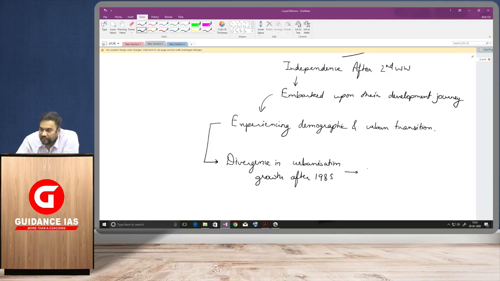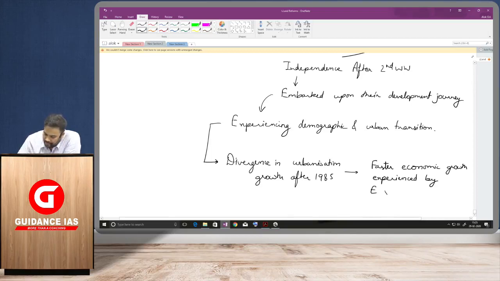It is primarily related with the economic growth of East Asia. East Asia, Southeast Asia has experienced a faster economic development. Thus, urbanization in this region has increased at a faster rate. So this divergence is mainly related to the faster economic growth experienced by East and Southeast Asia.